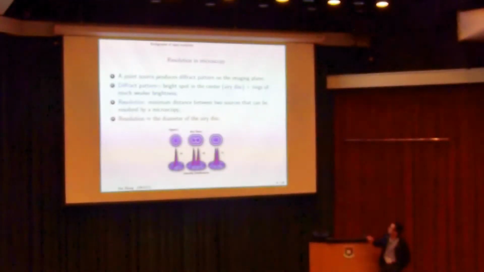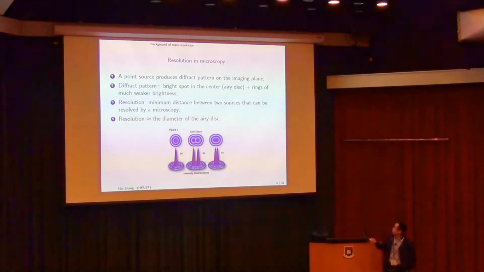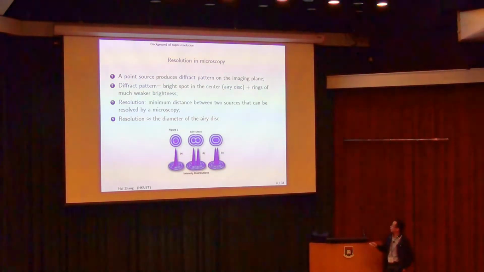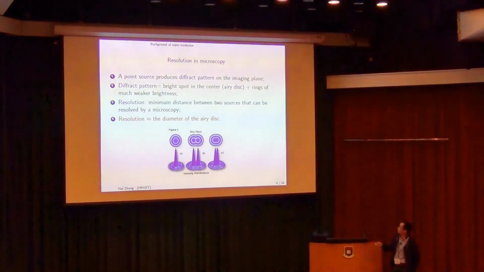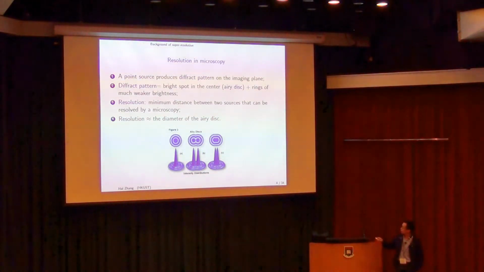So we know that the resolution is a very fundamental concept in imaging science. In optical microscopy, we know that a point source can produce diffraction patterns on the imaging plane. This diffraction pattern has a very bright spot in the center, which is called the Airy disk, and a range of much weaker brightness. If two sources are very far away from each other, their Airy disks don't overlap, and we can tell from their different pattern that we have two sources.